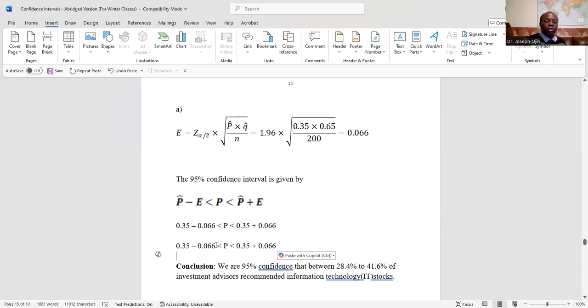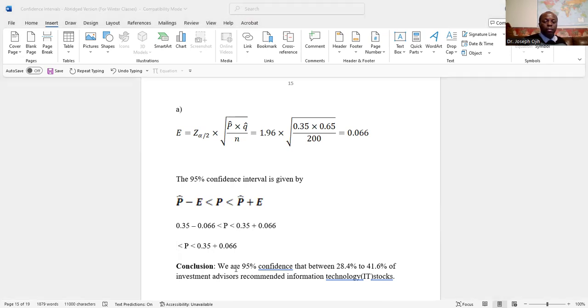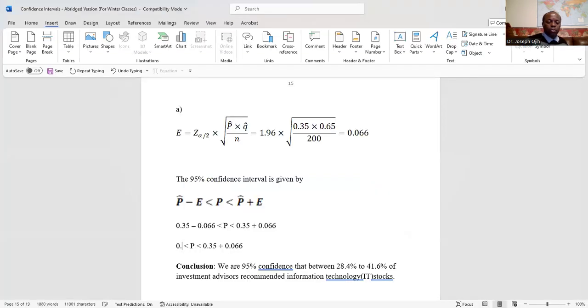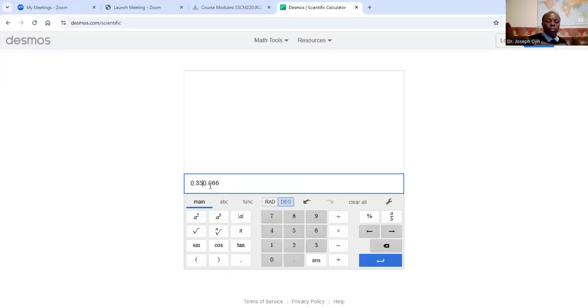Now, 0.35 minus 0.066, we can get that from the calculator. 0.35 minus 0.066 is 0.284. And on this side, we're gonna have 0.35 plus this. So just go over there and change it to a plus sign, that's all. It will give us the result: 0.416.